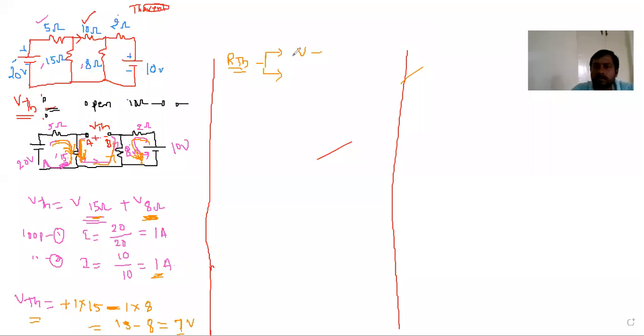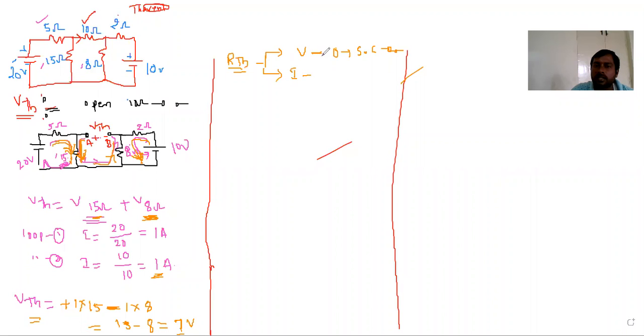So let us find R Thevenin. While finding the R Thevenin, whatever voltage sources are there should be replaced by their internal resistance. The internal resistance of a voltage source is 0, so it will be treated as a short circuit, and that will be represented in this manner.